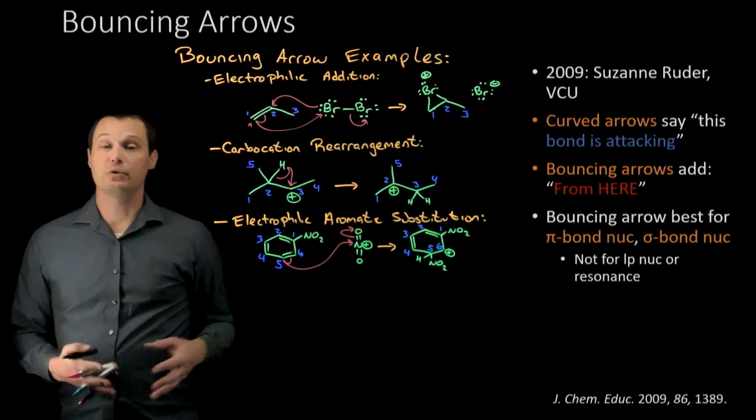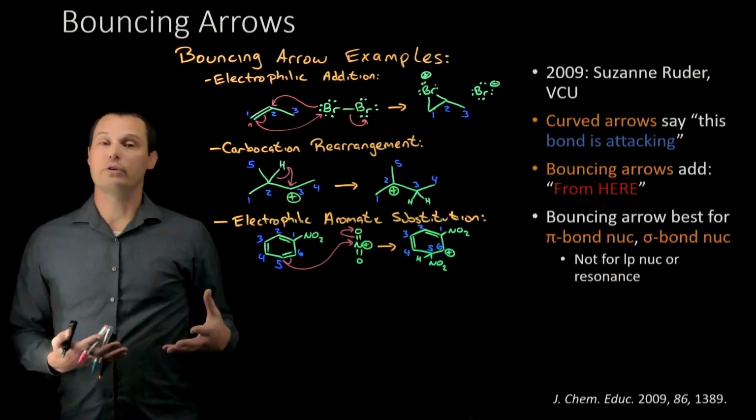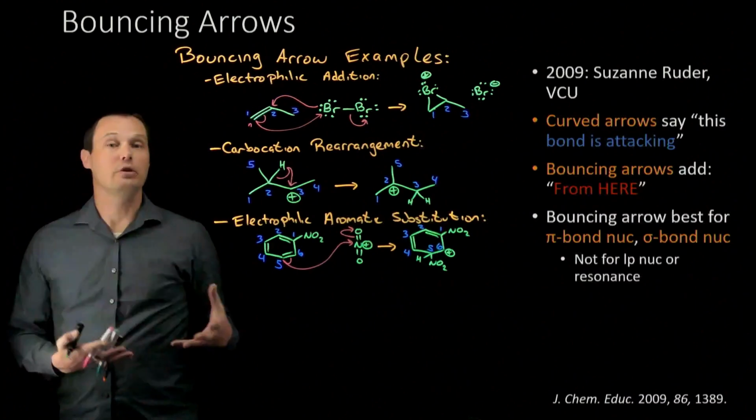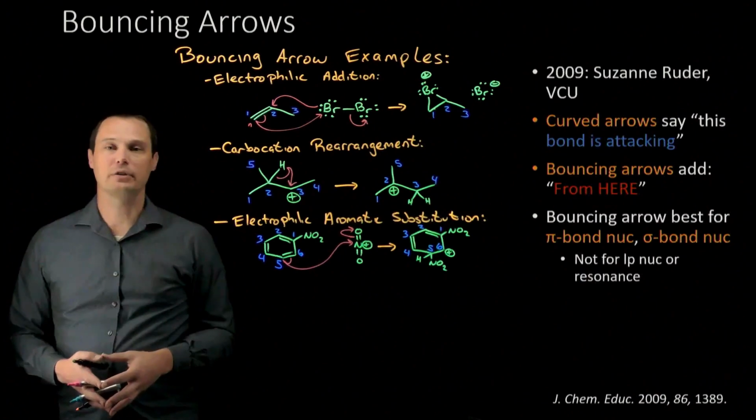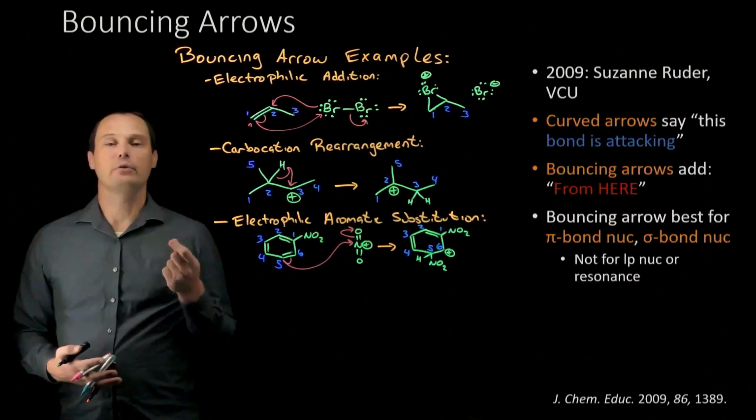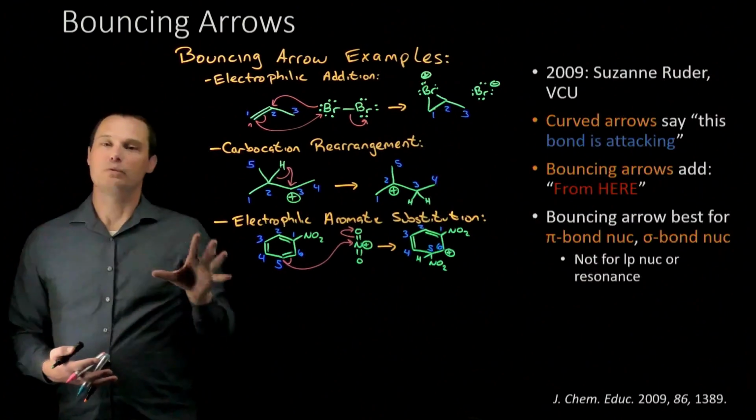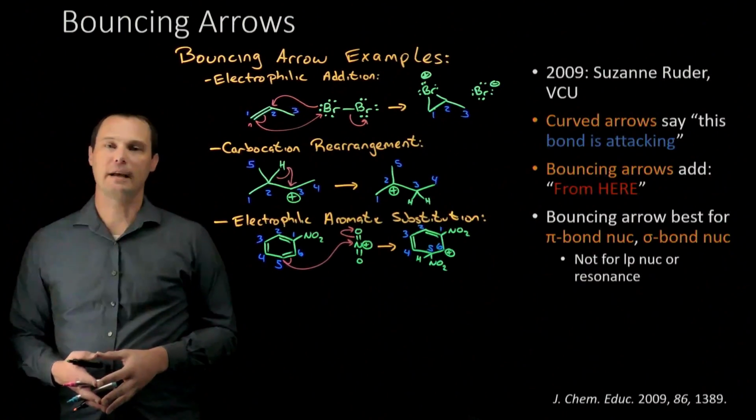I use these in other situations as well. I use bouncing arrows in Grignard reactions, in organolithium reactions, in sodium borohydride, in lithium aluminum hydride reductions. These are all places where the arrow starts at a bond, and it's ambiguous which side of that bond is going to be doing the attacking.